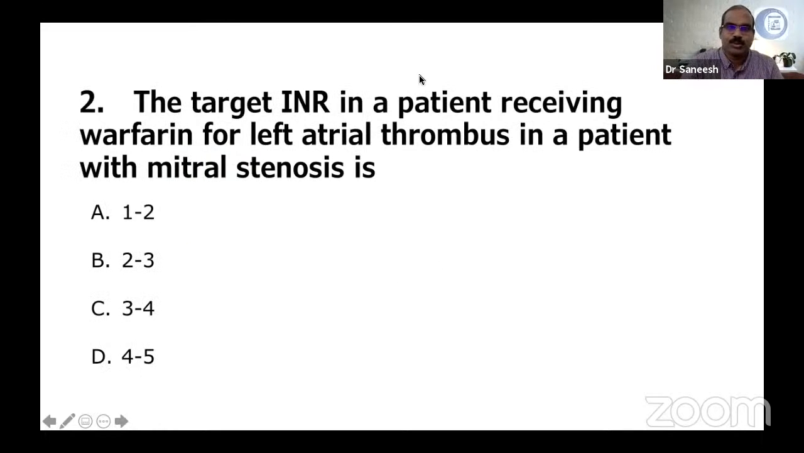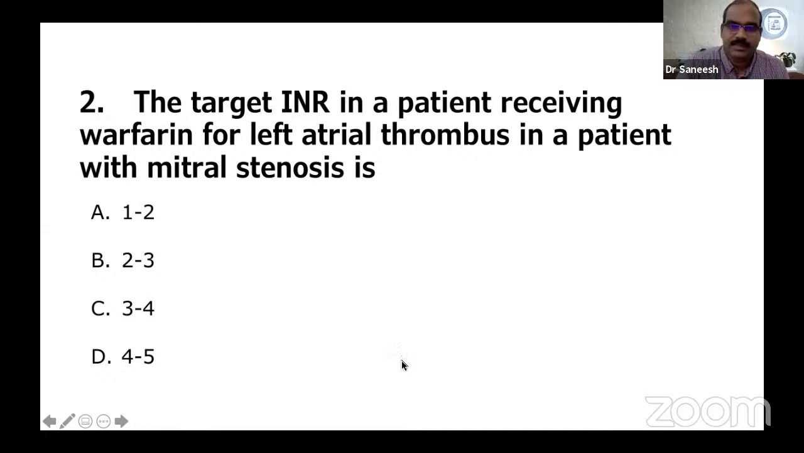So question number 2: the target INR in a patient receiving warfarin for left atrial thrombus in a patient with mitral stenosis is: target INR 1 to 2, 2 to 3, 3 to 4, or 4 to 5. Yes, you have the poll window now. Quick response, please. Then only we can take the audience questions afterwards. If anybody wants more time, I'll be closing in another 5 seconds because it is almost straightforward.